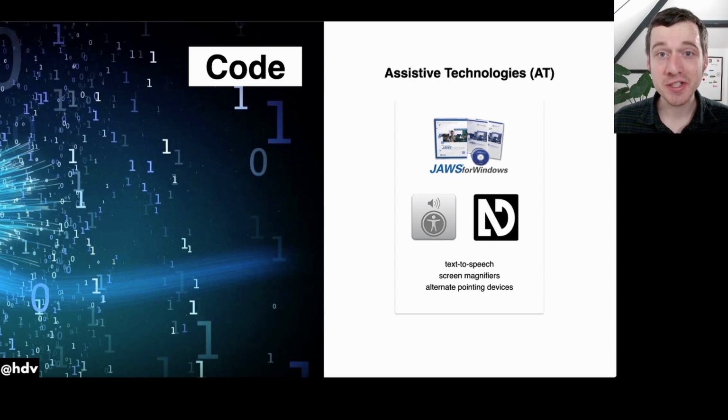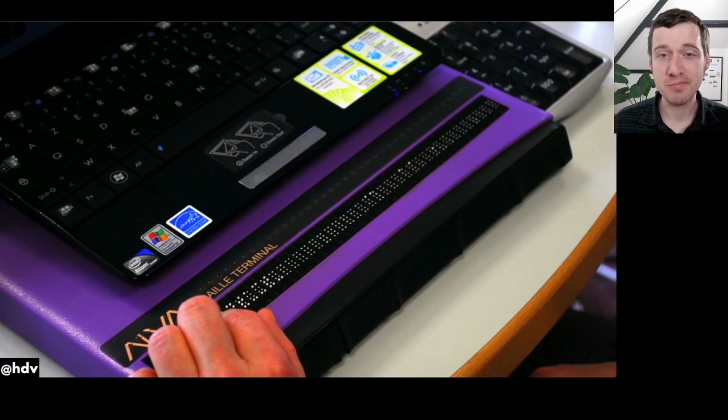Now, assistive technologies are tools that people with disabilities often use in order to use the web and computers in general in a way that works for them. For instance, people who cannot see the screen might use a screen reader that reads out everything that happens on the screen to them. Or they might use a Braille display that will turn everything on the screen into Braille in real time.